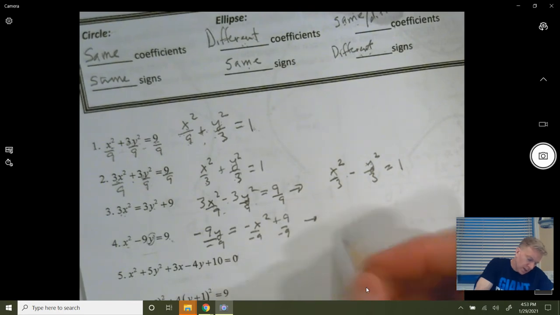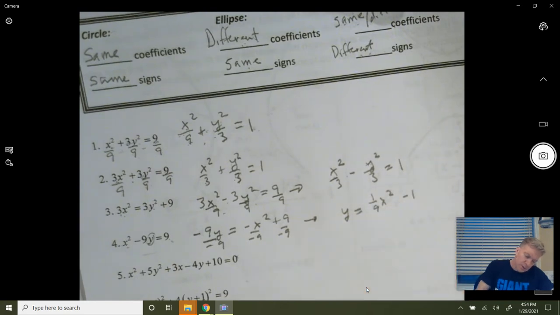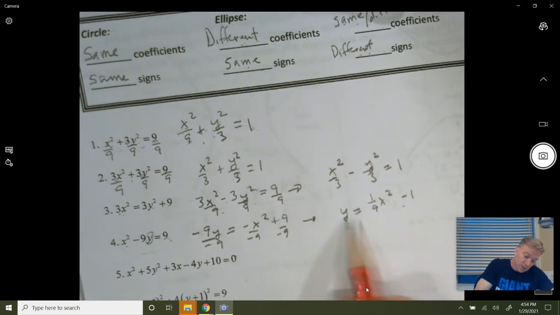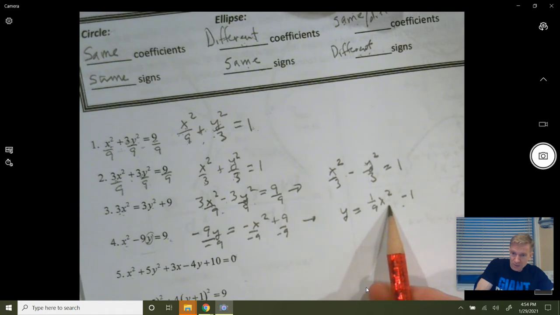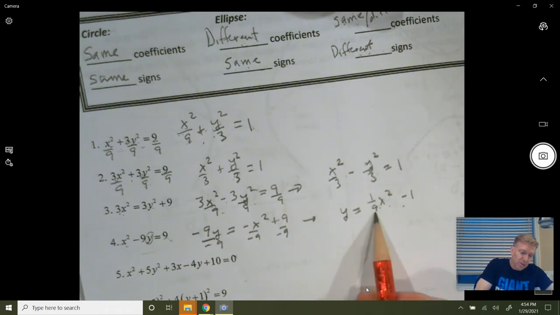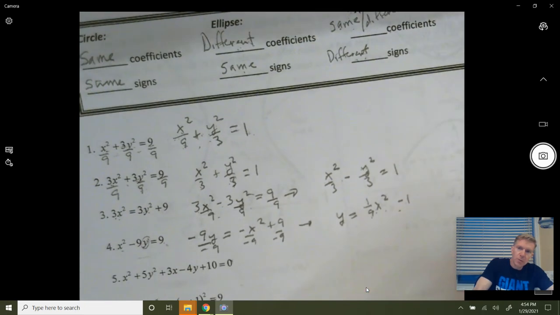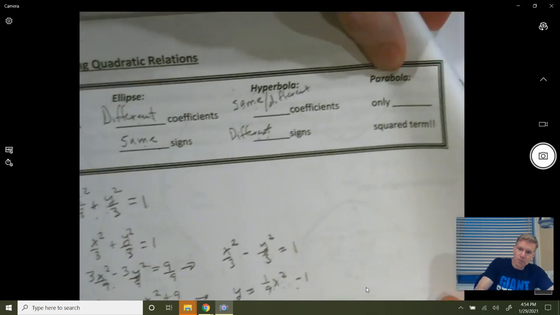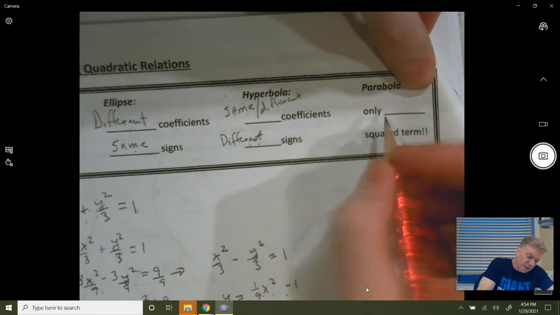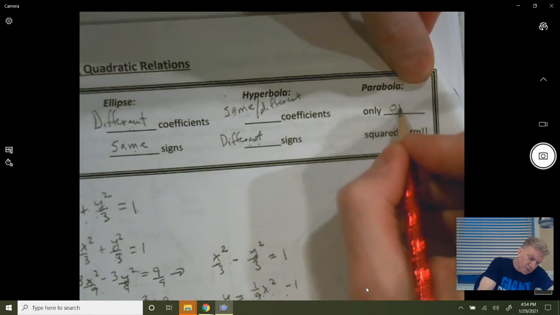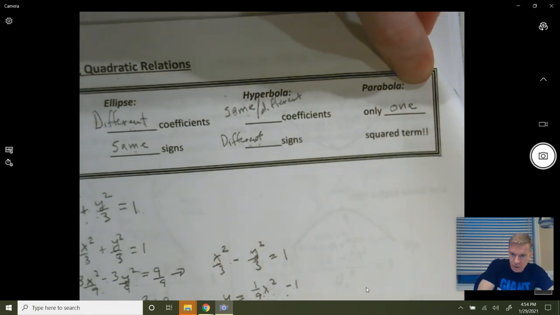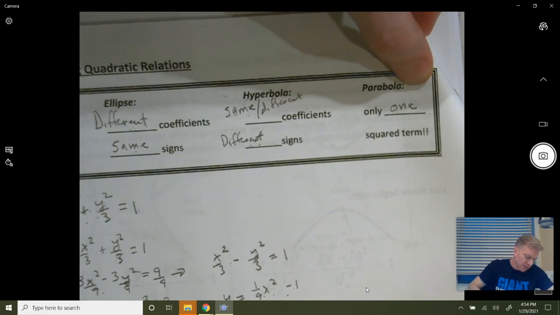Okay, and you get y equals 1/9 x squared minus 1. Hopefully you recognize when you get the non-squared term by itself, that's going to be right here. That's in vertex form. You might have to complete the square, but that's a parabola. So parabola, what you're looking for. This is probably the easiest to identify. There's only one squared term. Either the x is squared and the y is not, or the y is squared and the x is not.